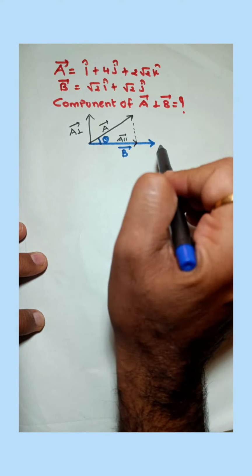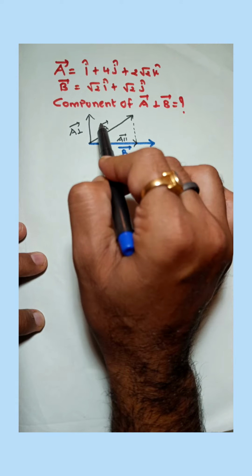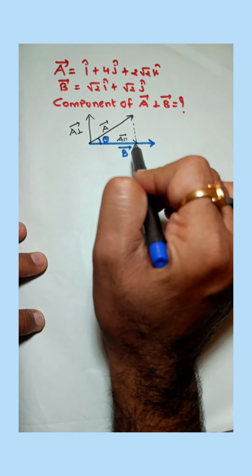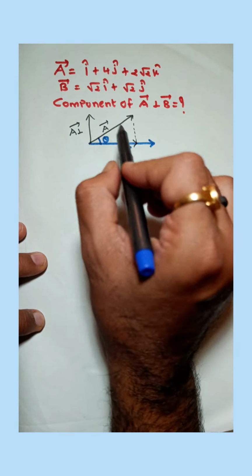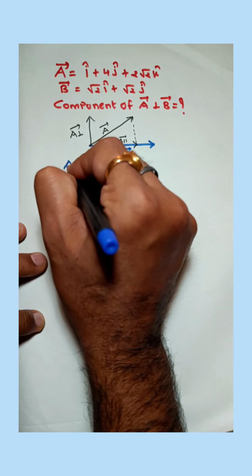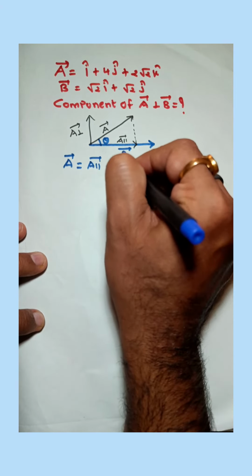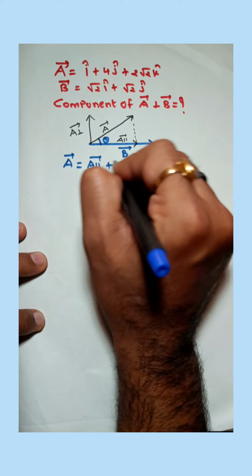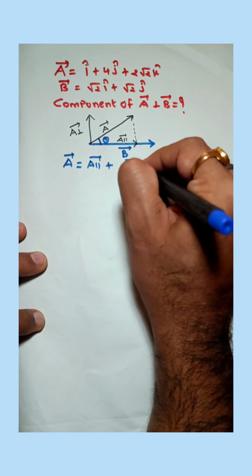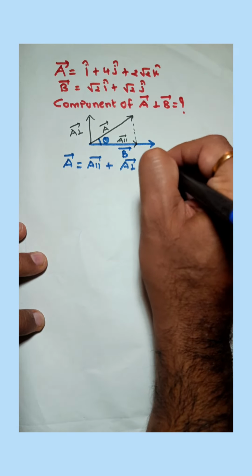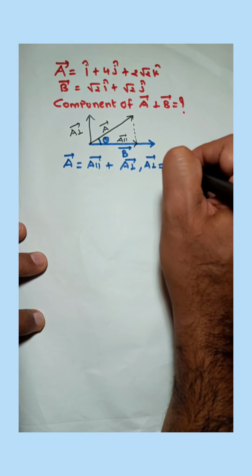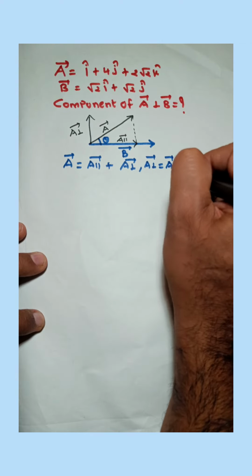Suppose the angle between A and B is theta. Then there are two components of A. One is parallel to B and the second is perpendicular to B. So A vector can be written as A parallel vector plus A perpendicular. It means A is the resultant of this parallel and perpendicular. From this, A perpendicular is equal to A vector minus A parallel vector.